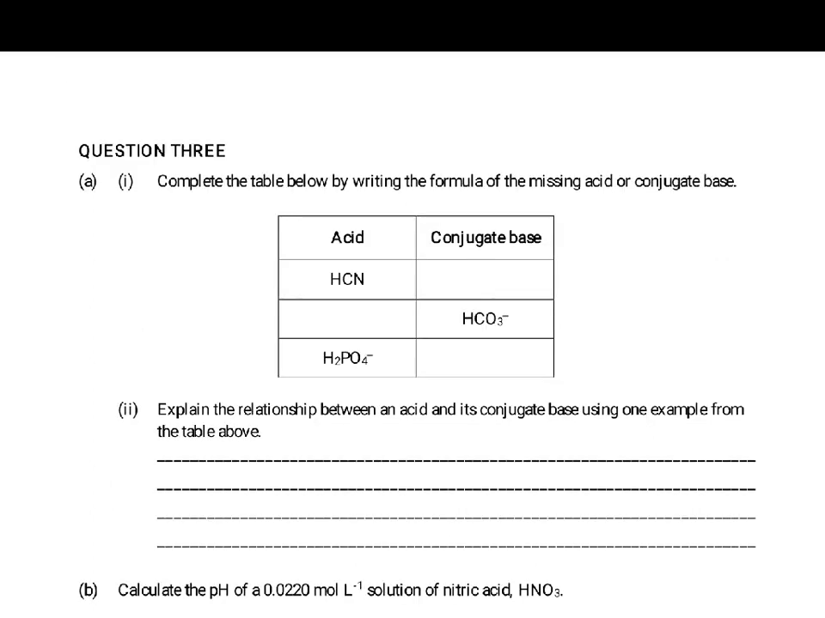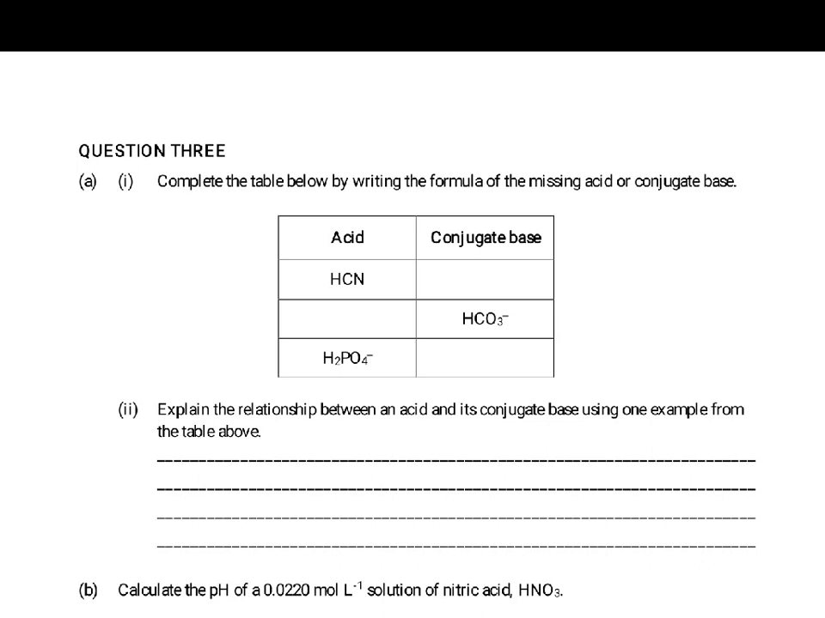Right, lucky last. Question number 3. Complete the table by writing the formula of the missing acid or conjugate bases. So first of all, the relationship between acid and conjugate base is they differ by a proton. You learnt about the new definitions this year. Acids are things that donate protons, bases are things that accept protons.